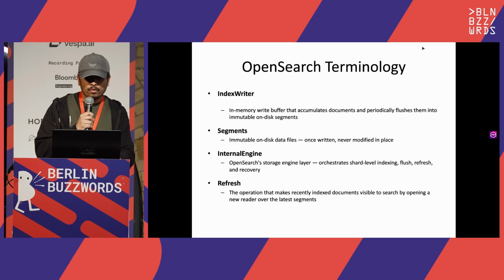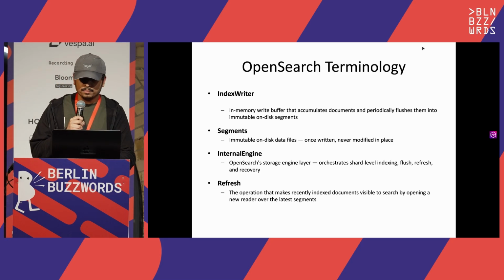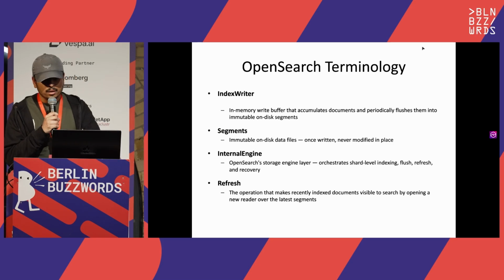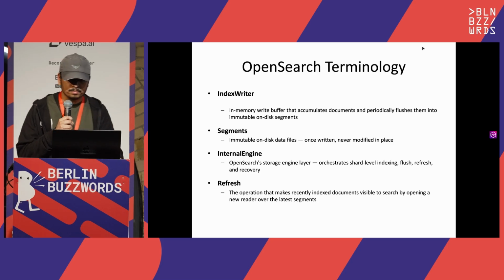Before we deep dive, I want to talk about a couple of OpenSearch terminologies that we will use throughout the rest of this presentation. The first one is the index writer, which is an in-memory write buffer, and it accumulates incoming documents and periodically flushes them into immutable on-disk files called segments, which are similar to SS tables in LSM tree-based systems.